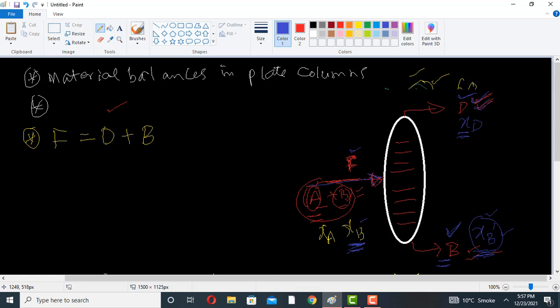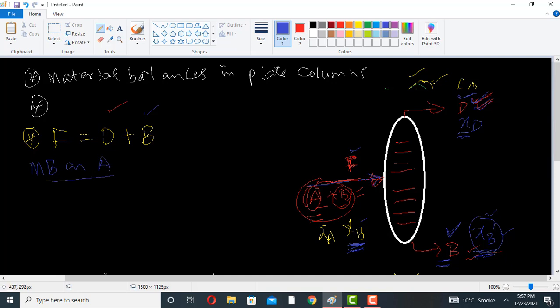So these were all the material balances. Now the material balance on the basis of the more volatile component A.